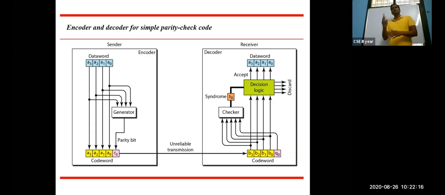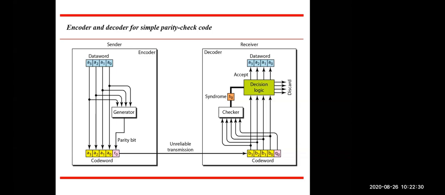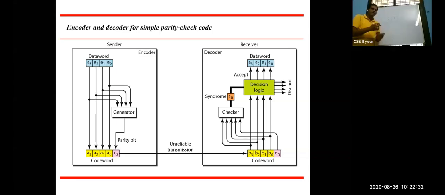It is a simple if-else in decision logic. If syndrome is equal to 0, accept data. If syndrome is equal to 1, reject data. Let us assume one of the bits is corrupted. What will be the answer we get? It will be 1. You can add and check it if you want. If one of the bits is corrupted, the syndrome will have a value 1, that is given to decision logic, and the data is discarded.